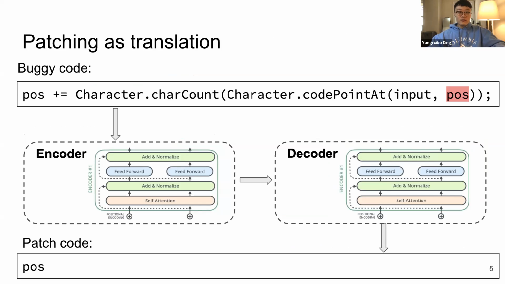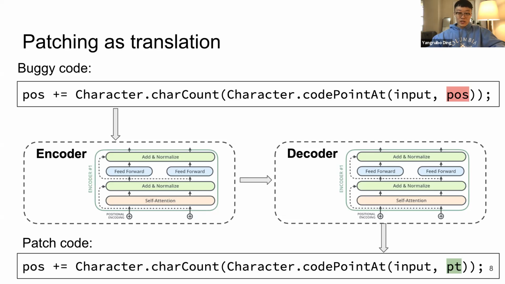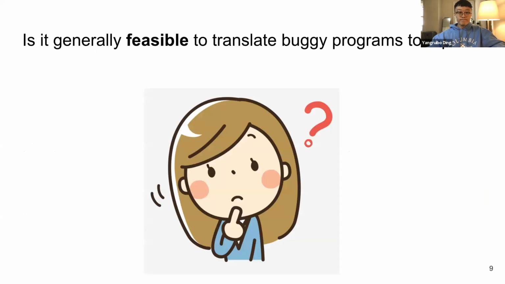After encoding the semantics of the buggy code, the decoder of the translation model will produce patch tokens autoregressively. Specifically, the decoder will generate the patch sequence left to right, token by token, and every previously generated token is fed back to the model to produce the next token. In recent existing work, we have seen many reasonable results from the application of the patching as translation concept.